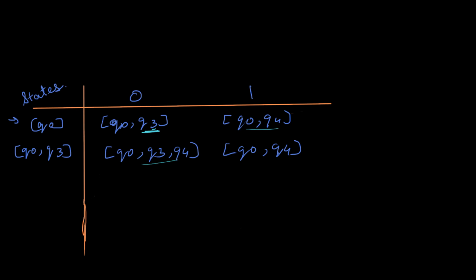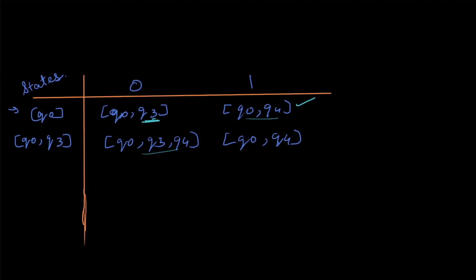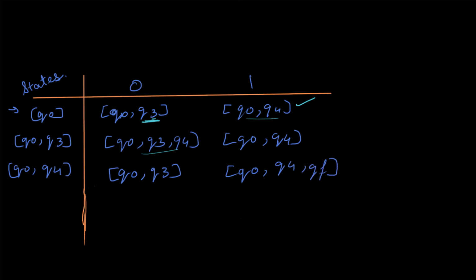So choose any of them. I'll choose Q naught Q4. Okay, it doesn't actually matter. Q naught Q4. The whole sole purpose of making a DFA is that these states should be present right here. So let's go for Q naught Q4, and what we get is Q naught Q3 and Q naught Q4 QF. It's good.